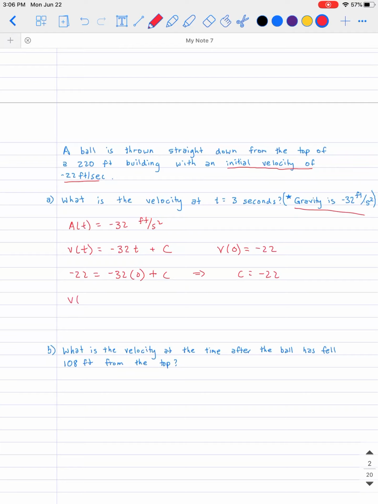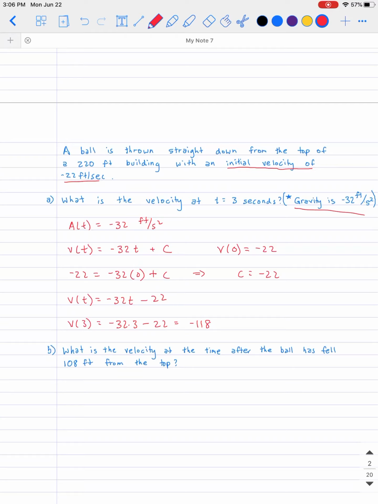So then that's going to be our equation for the velocity. And again, this solves for the instantaneous velocity at a given time. So v of t, as of right now, is equal to negative 32t minus 22. And since we are looking for the velocity at t equal to 3 seconds, I would like to solve for v of 3. V of 3, plugging 3 into t, gives us negative 32 multiplied by 3 minus 22, which is going to be equal to negative 118.